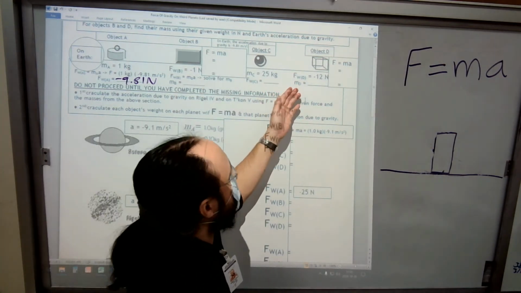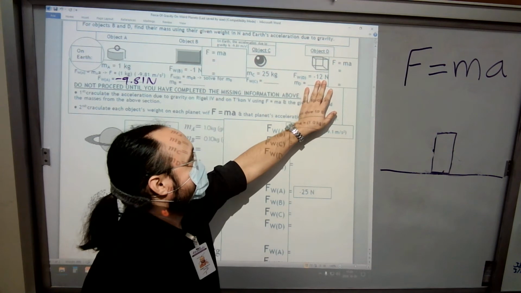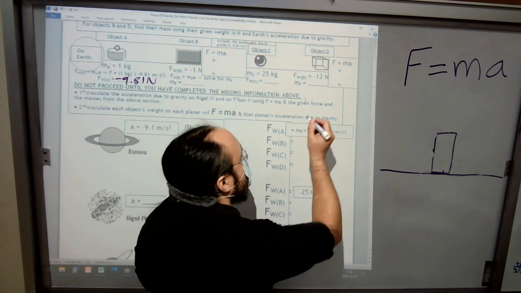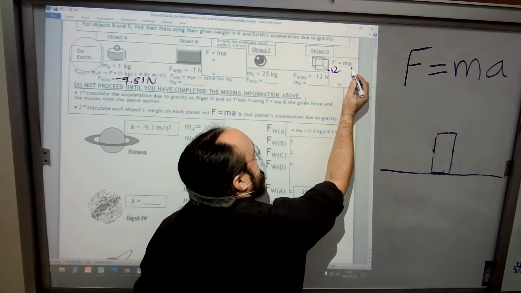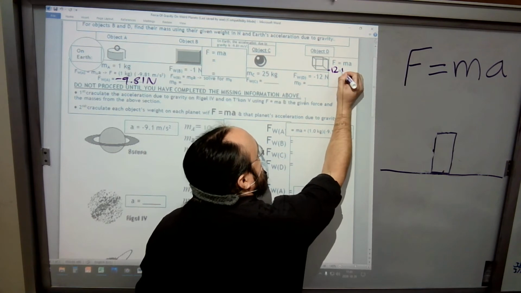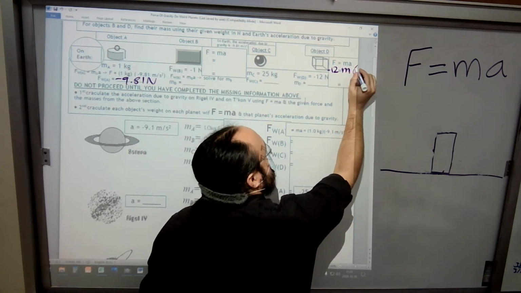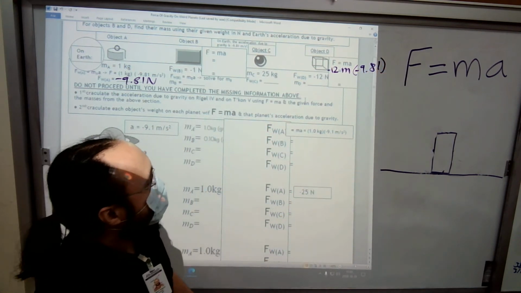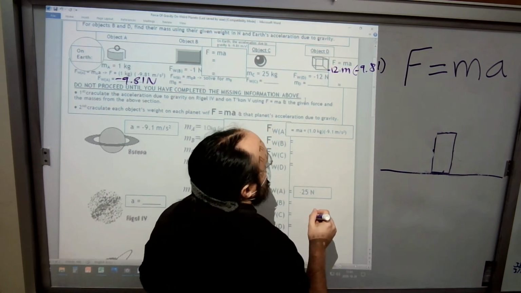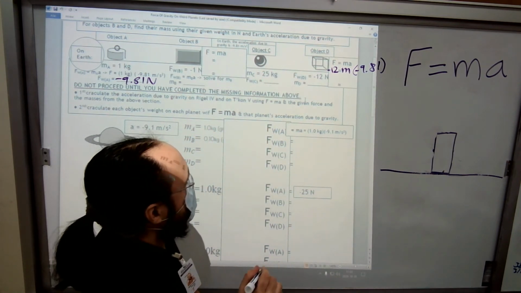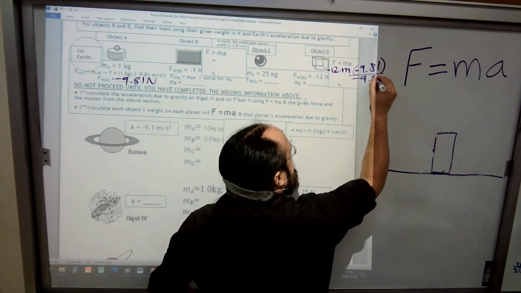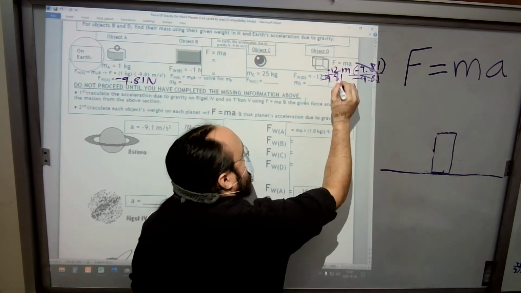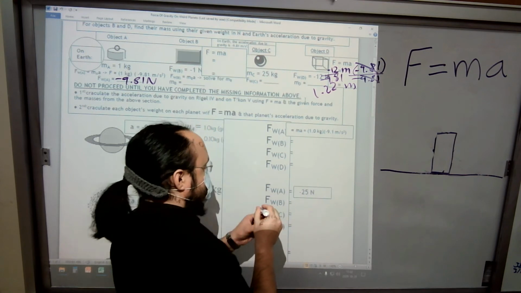Let's use one of these to find mass. Over here it gives you the weight of object D on Earth, which is negative 12 newtons, 12 newtons down. So when we plug that in for force as weight, we're looking for mass, and the acceleration, as always when you're looking at weight, is negative 9.81 meters per second squared. In order to find mass, we'll divide both sides by negative 9.81. That's a long negative sign. Boom, boom. 12 divided by negative 9.81 is 1.22.